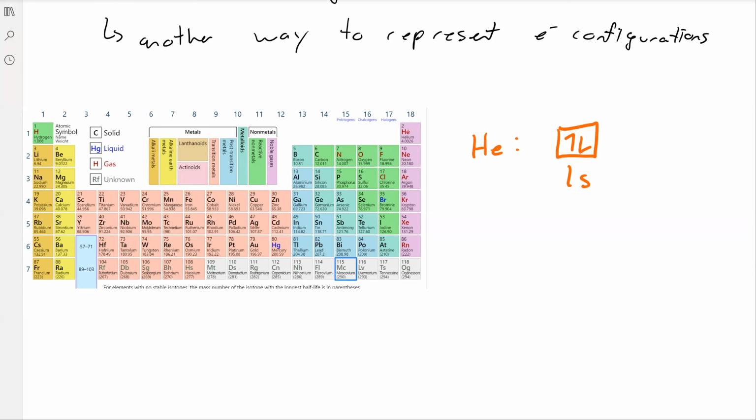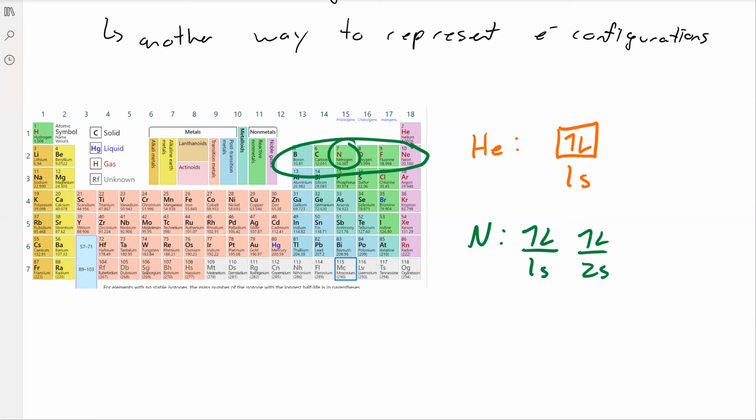Let's do something a little bit more complicated. Let's do nitrogen, which is right over here. If we think about nitrogen, again, we're going to read the periodic table like a book, left to right, line by line. First, we have our 1s orbital. That's filled with 2 electrons, one up, one down. After that, we have our 2s orbital. That's filled with 2 electrons as well, one up, one down.